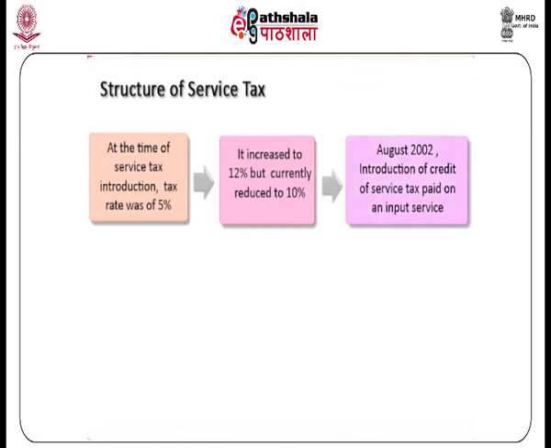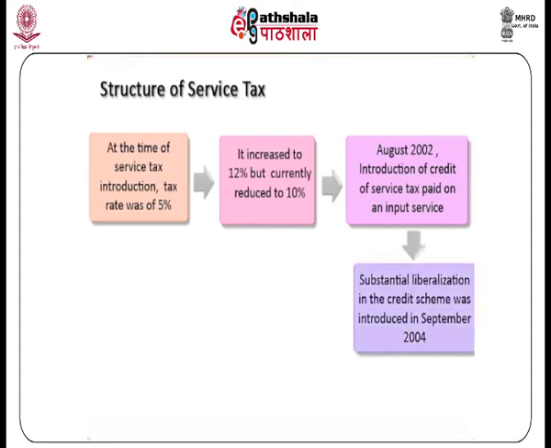Until 2002, service tax was a cascade type tax. There was no mechanism to allow for credit of tax paid on services used as input. For the first time in August 2002, credit of service tax paid on an input service was introduced. However, a substantial liberalization in the credit scheme was introduced in September 2004.